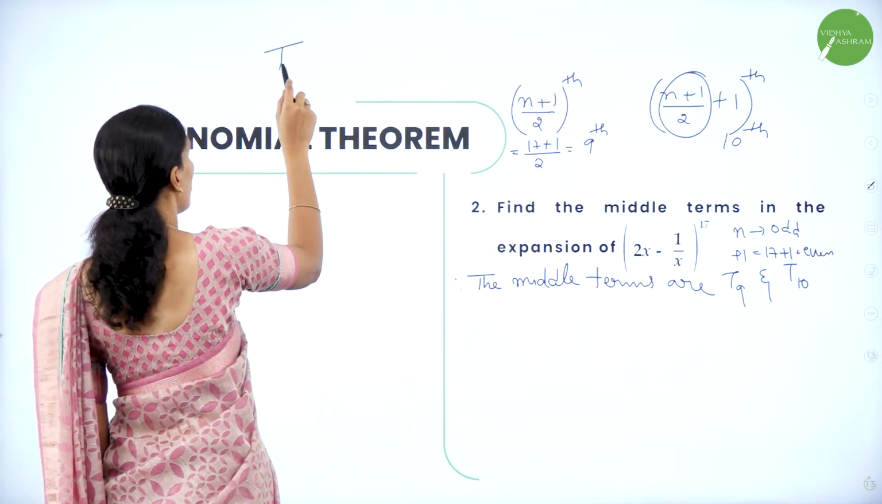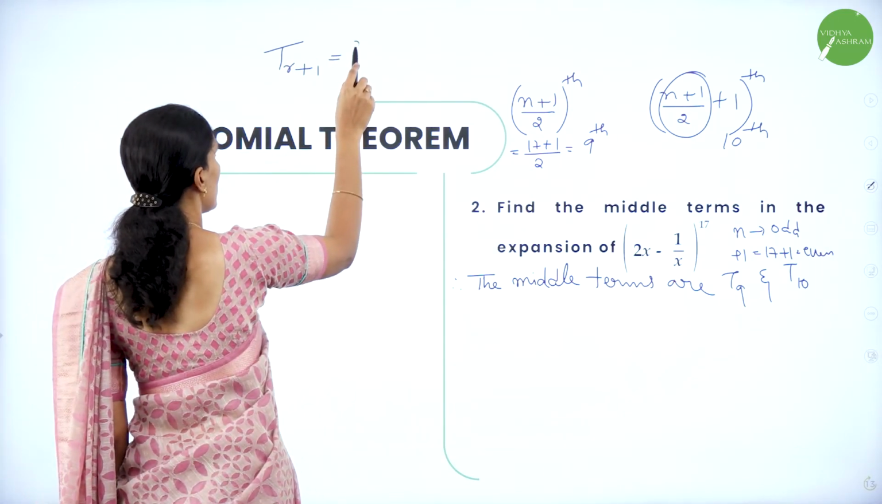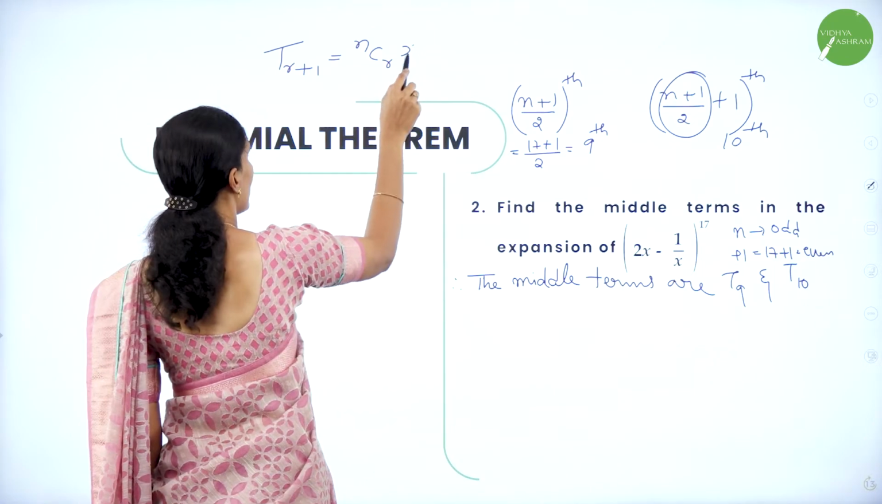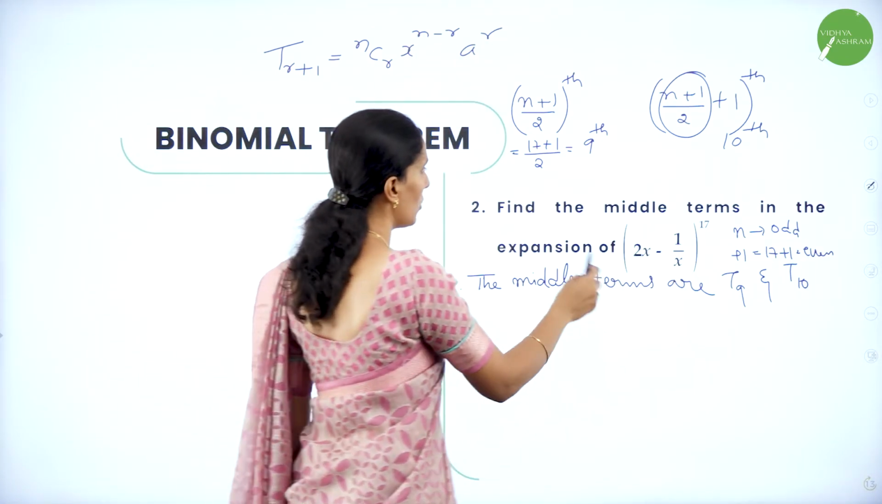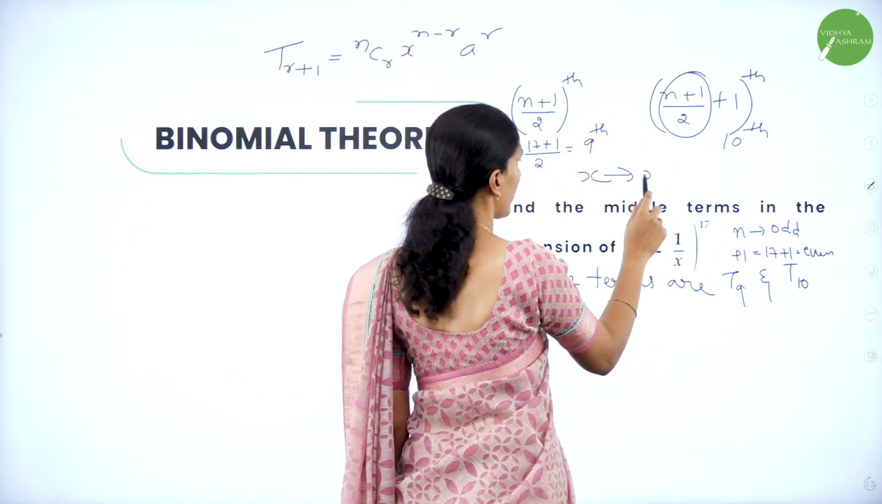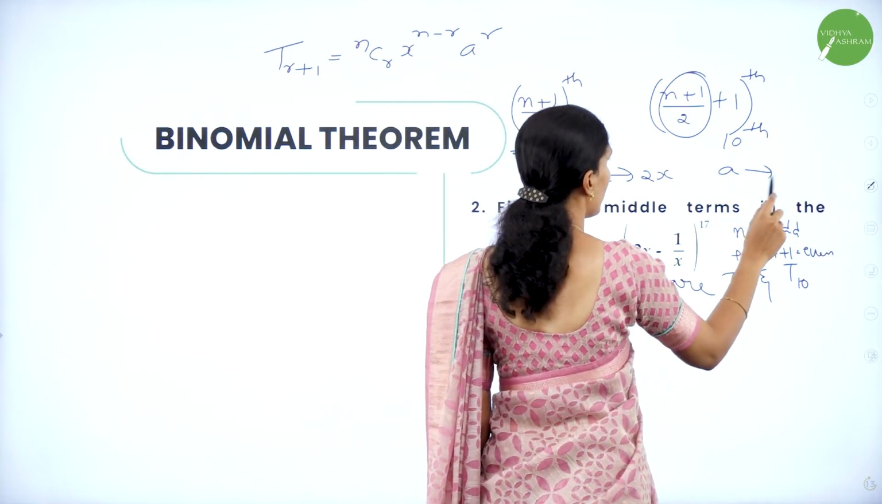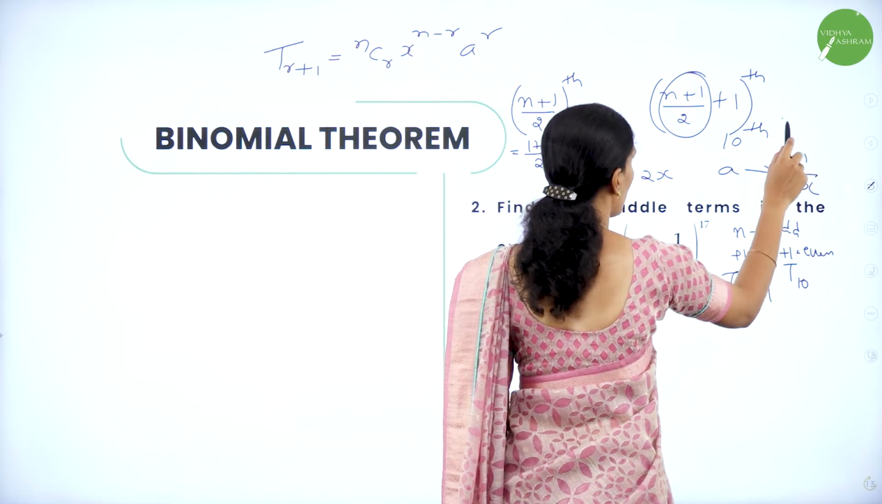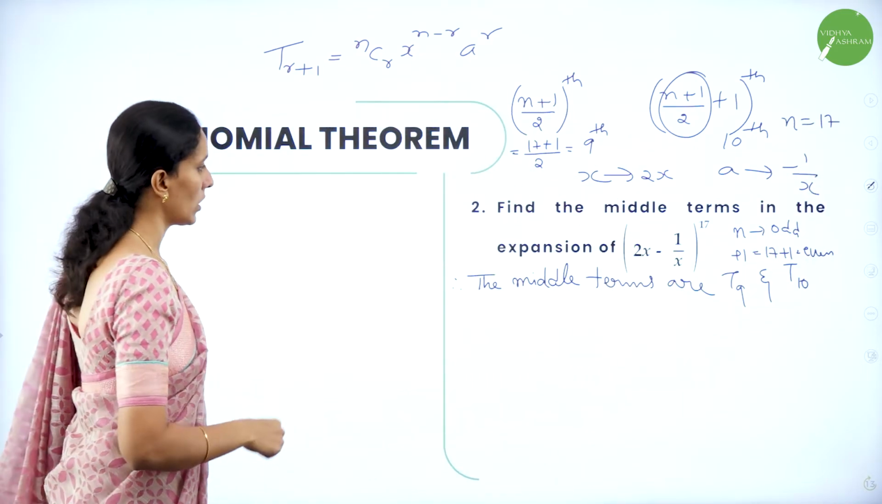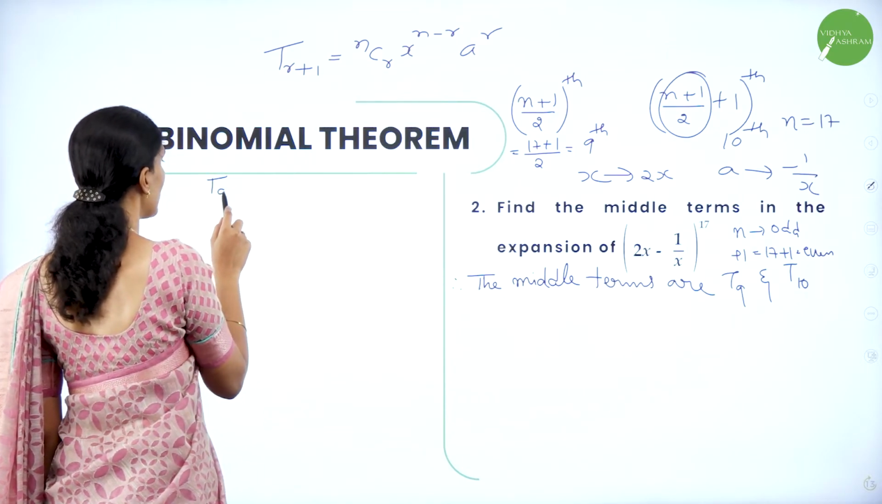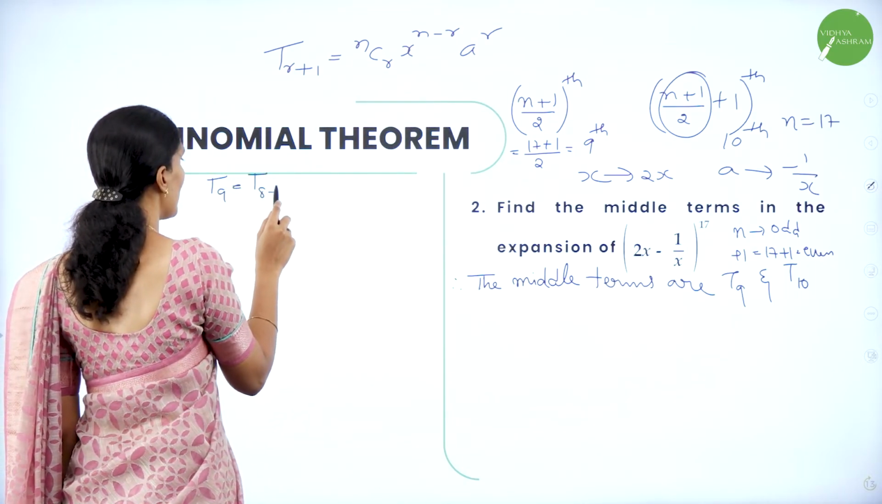What is the general formula? T(r plus 1) is equal to nCr x power n minus r a power r. So what is the value of x? 2x. What is the value of a? Minus 1 by x. What is my n? 17. r varies for the two terms. So T9 is nothing but T8 plus 1.